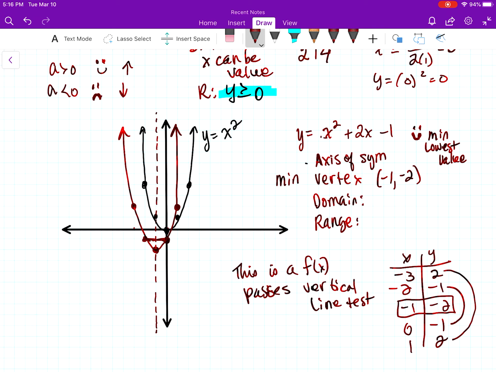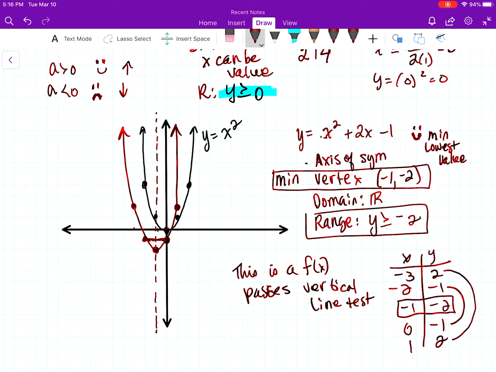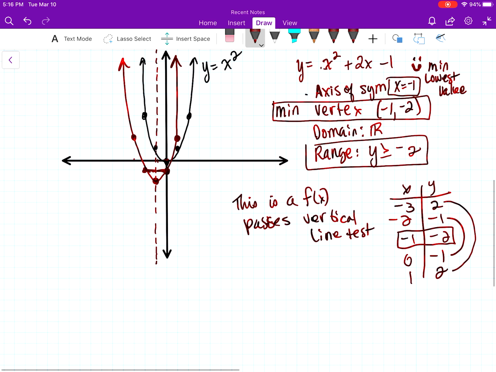Now, if we notice, from our parent function, our graph shifted to the left and shifted down 2 units. Okay? Now, our domain is going to be all real numbers again. Our range is going to be y greater than or equal to -2. Okay? These are the main values that you're looking at, and your axis of symmetry is going to be the equation x is equal to -1.